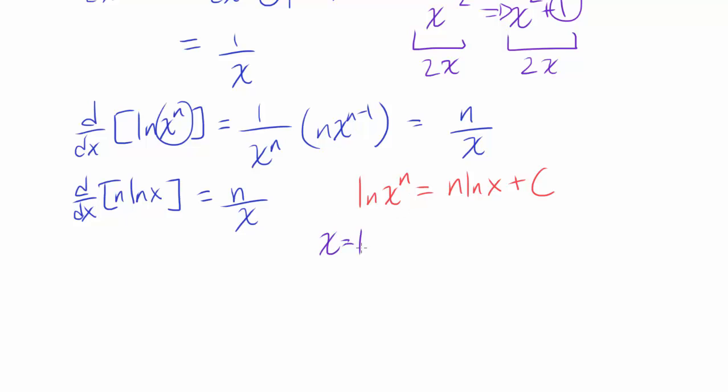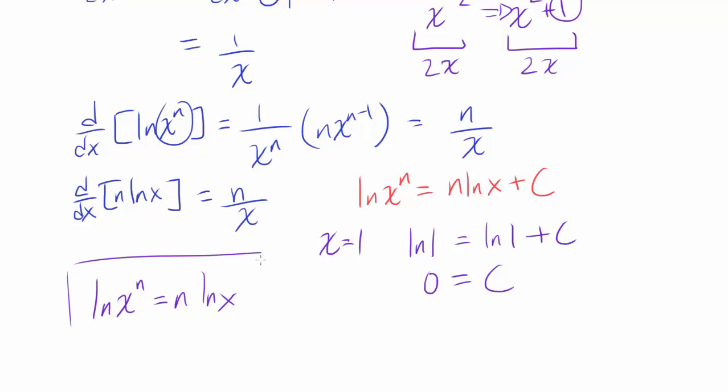Let's let our x be 1. What's natural log of 1 to the nth, which is just natural log of 1, equal to n times natural log of 1 plus c. Natural log of 1 is 0, so you get 0 is equal to c. And this is telling you natural log of x to the nth is exactly equal to n times natural log of x. So we have proven our first theorem.